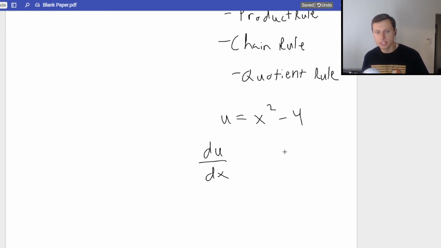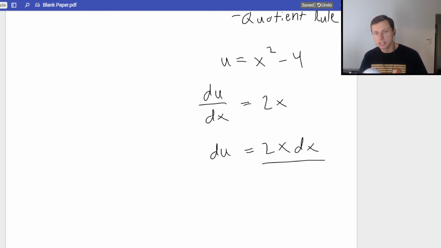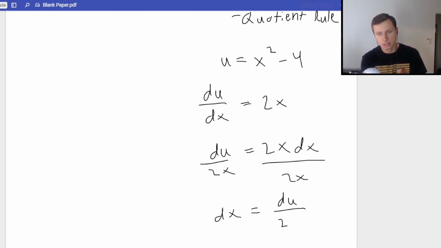The derivative of x squared minus 4 is just 2x, right? So I have du/dx equals 2x. And actually what I want to do here is solve for dx. So I'm going to multiply both sides by dx. On the left, I just have du. On the right, I then have 2x dx. And then I just need to divide both sides by 2x. And we'll end up getting dx equals du divided by 2x.